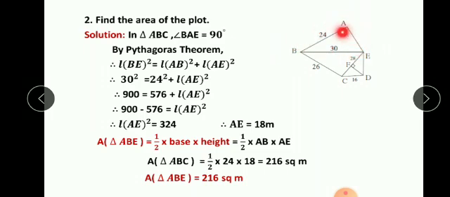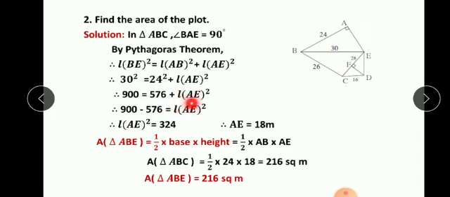In BAE, angle A, that is BAE, is 90 degrees. So by Pythagoras theorem, what will we take? Length BE is the longest side, so length BE square is equal to length AB square plus length AE square. Now AB is 24 and BE is 30. So 30 square is equal to 24 square plus length AE square. AE we don't know. So 30 square means 900 and 24 square means 576 plus length AE square.